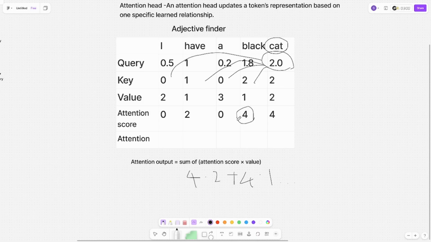Attention is the sum of all attention scores multiplied by the value matrices. In here, it's 4 multiplied by 2, adding with 4 multiplied by 1, and doing it to all the values. So here, the attention of the word cat is actually 14. So what it did was update the word cat based on all other words in the whole text. We can think of it as, before the attention head, the word cat represents just a cat, and after this attention head, it starts to represent a black cat instead of just a cat.